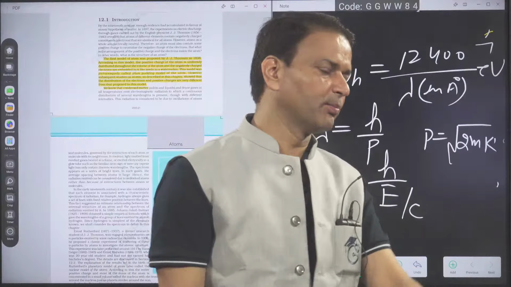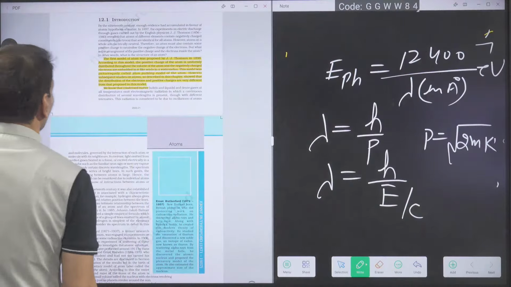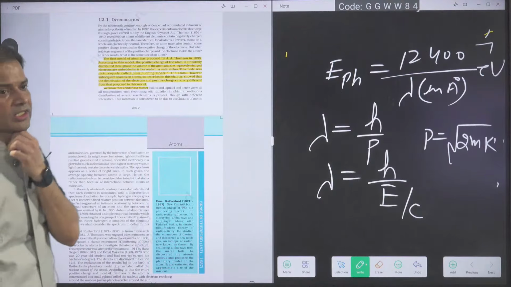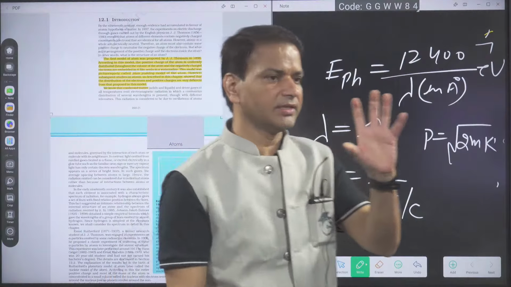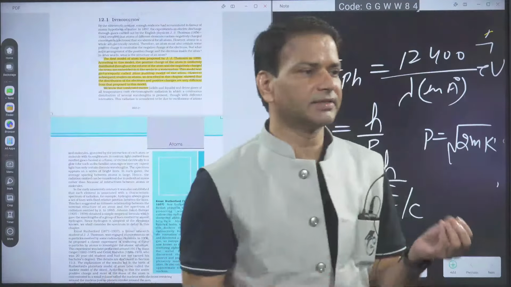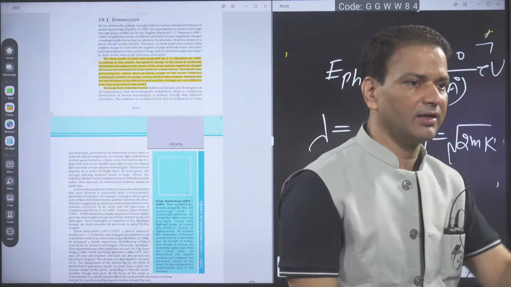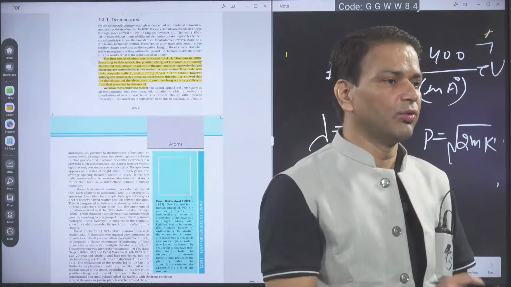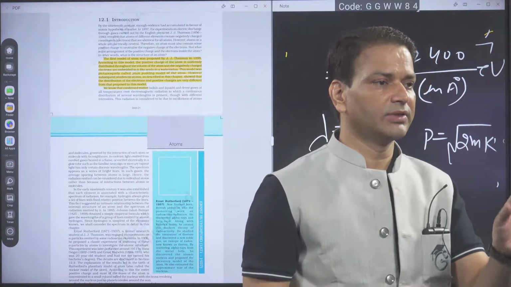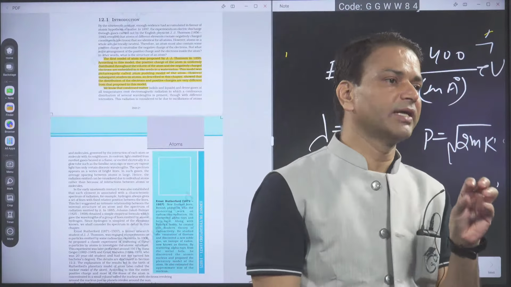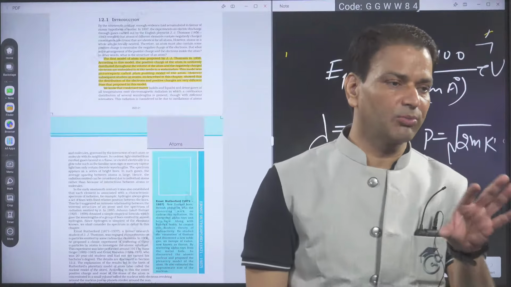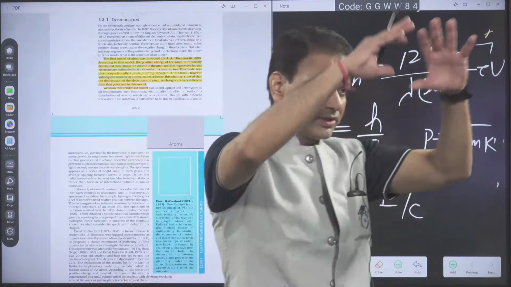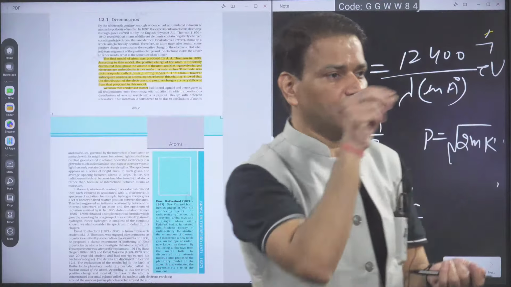The plum pudding model, or the watermelon model. One thing: why did the Thomson model get rejected? Thomson said that, like seeds in a watermelon, electrons are embedded in the positive charge. One thing we have to remember: on the basis of electrostatic stability, the Thomson model got rejected. Why? Electrons are embedded in the positive charge space.